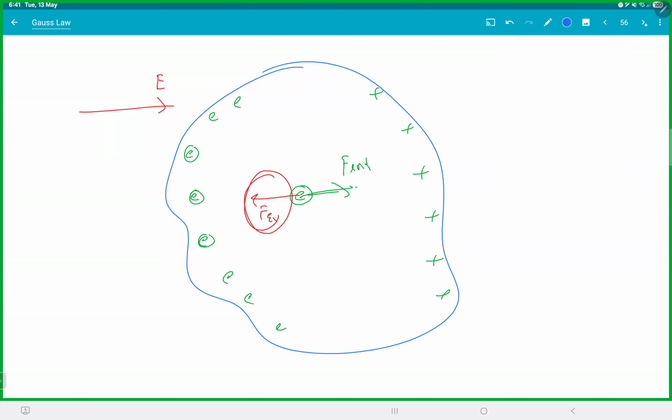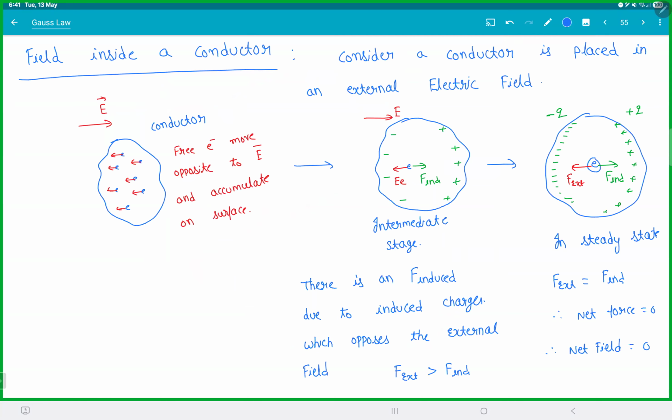Is the story making sense? So this is how you always argue. Why is the field inside a conductor zero? You start like this. If the field is not zero, that means there will be a force on electrons. These electrons will accumulate on the surface. They'll induce charges, right? And this will keep on happening till they cancel the external field. Therefore, the total field has to be zero inside. Is that making sense?